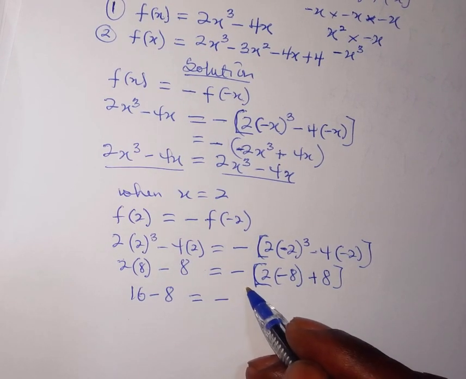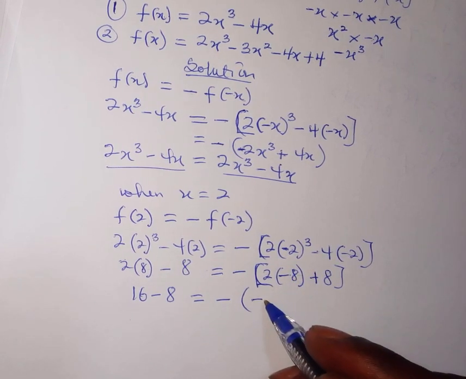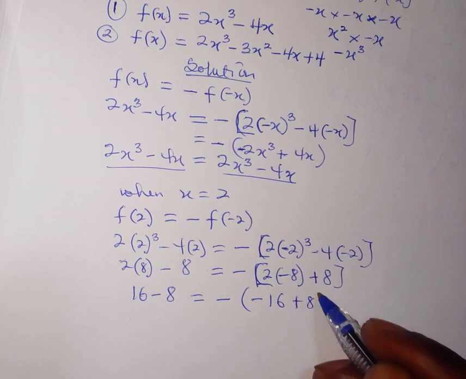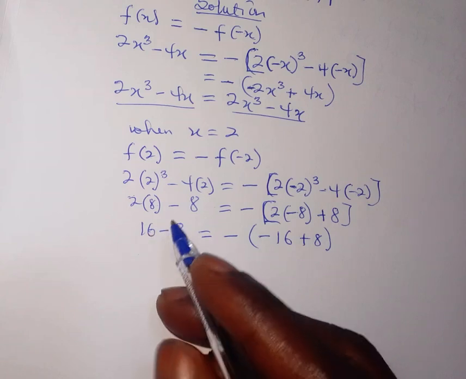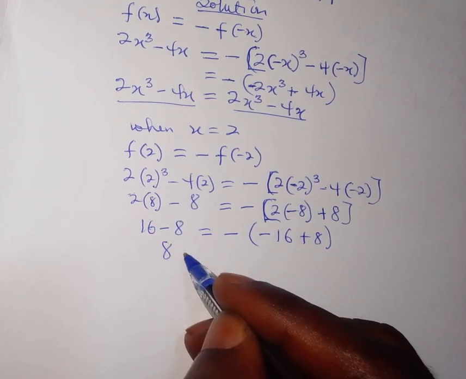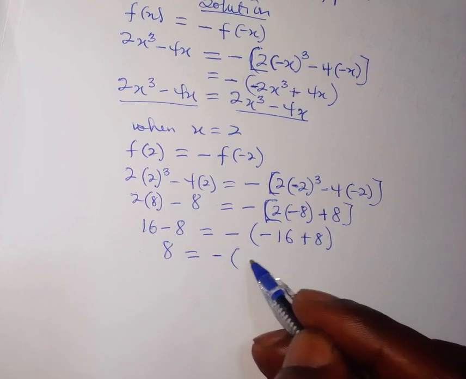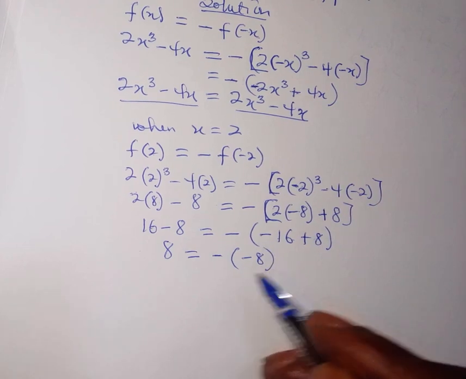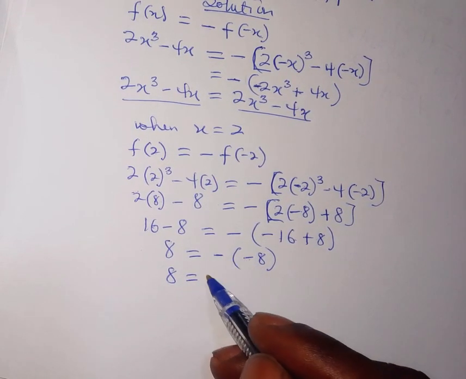Let me keep the negative again. So this times this gives me negative what? 16 plus 8. Okay, good. Now this minus that gives me what? 8, which is equal to, let me still keep my negative. So negative 16 plus 8 gives me negative 8. So here is equal to, now negative will give me positive 8.